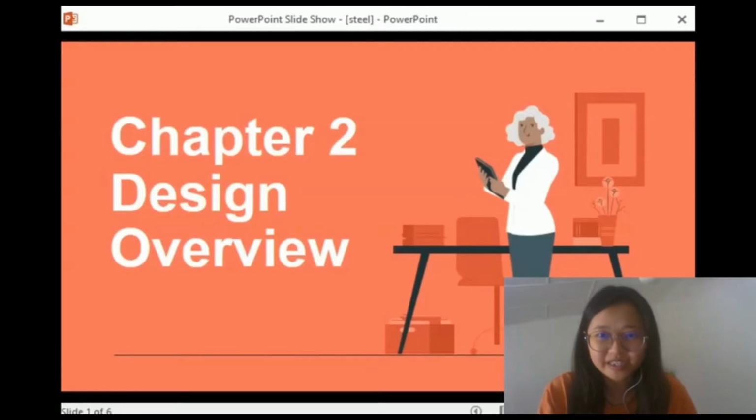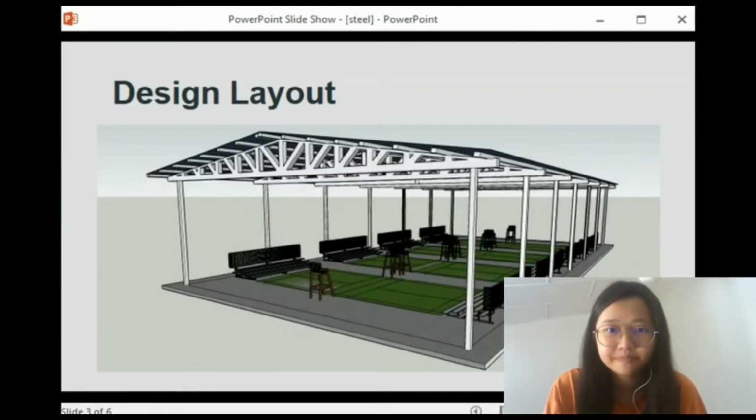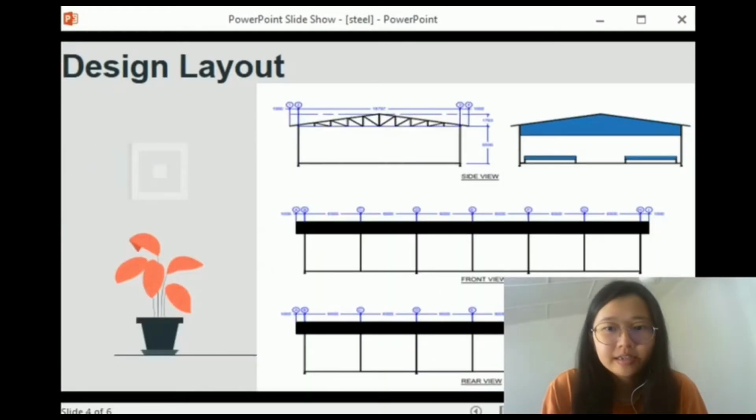My name is Alicia. Now I'm going to show the design overview for this project. Our project is designed by using SketchUp and AutoCAD. So the figure below shows the layout designed by SketchUp. This layout is designed by AutoCAD.